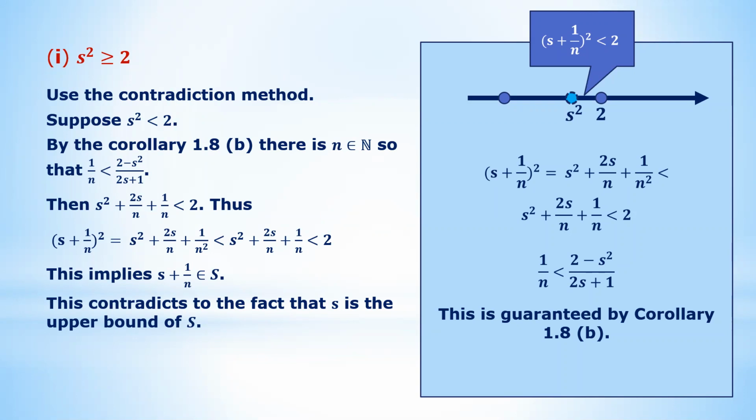s is an upper bound of the set. How come there is another number in the set that is greater than s? Because s plus 1 over n is greater than s, right? How can such a number exist in the set? So that's why you get a contradiction. This contradiction basically shows that s squared less than 2 is not possible. In other words, this means that s squared is greater than or equal to 2. So that's the proof, part 1.